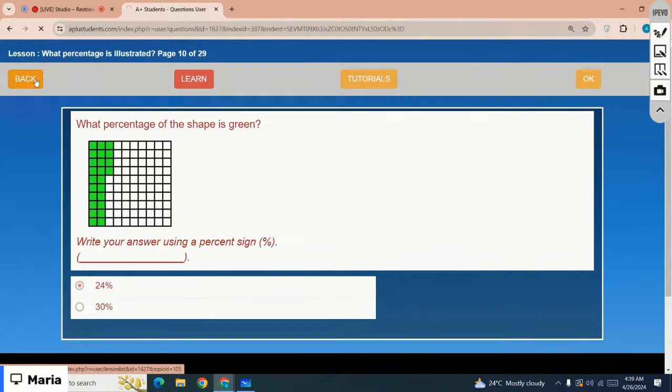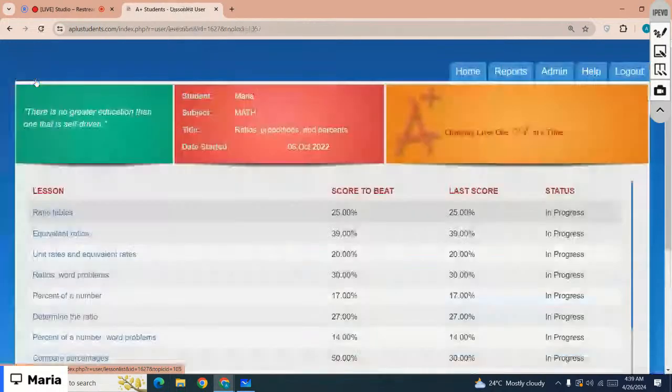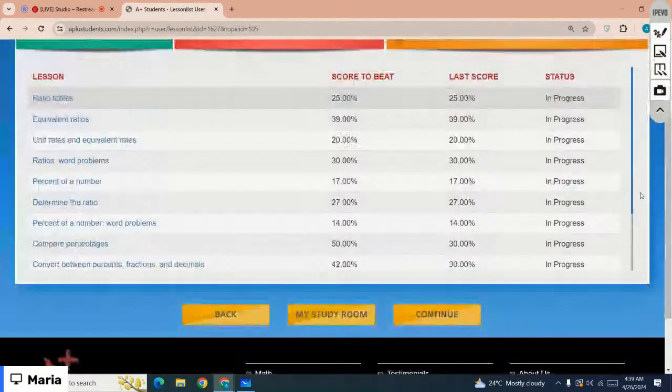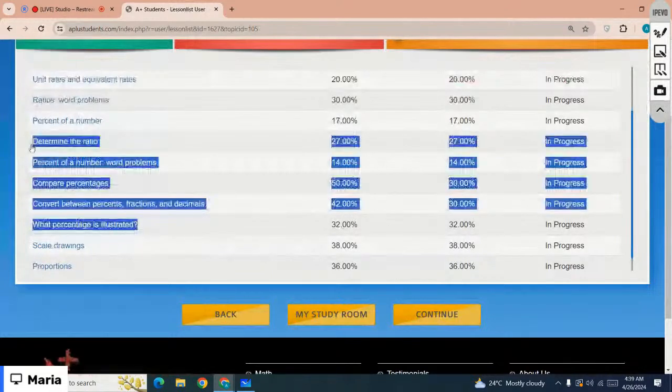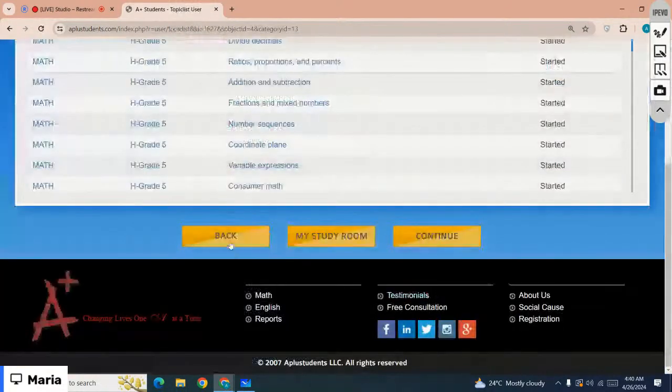So we were working on grade 5 math. The chapter we were working on is ratios, proportions and percents. The lessons we have covered today are determine the ratio, compare percentages, convert between percents, fractions, and decimals, and what percentage is illustrated. Please make sure before the next session you complete all the practice questions for the lessons we did today. That is your homework until the next session.